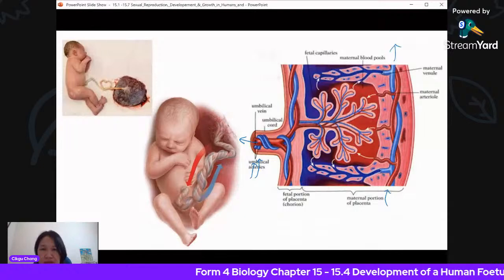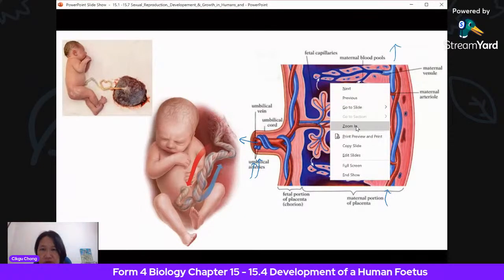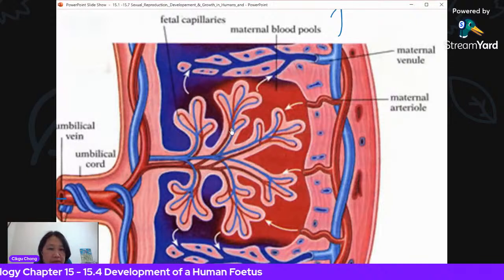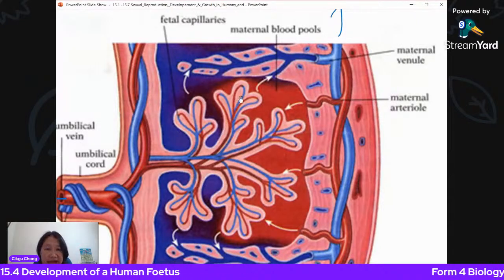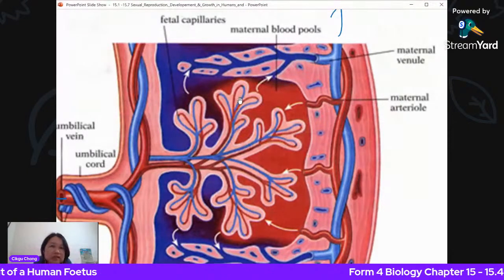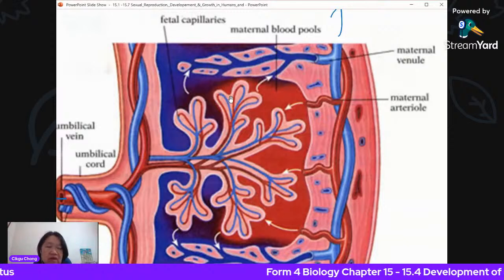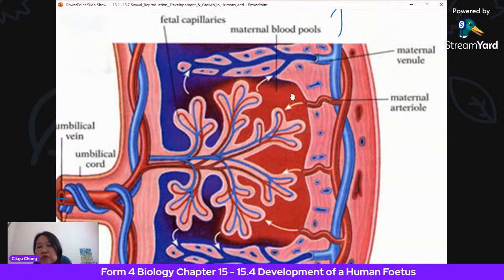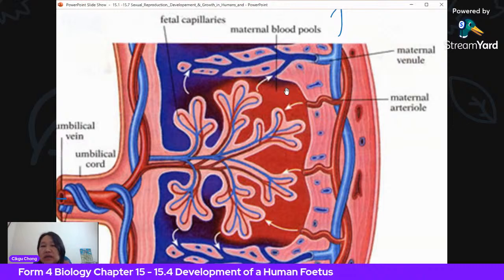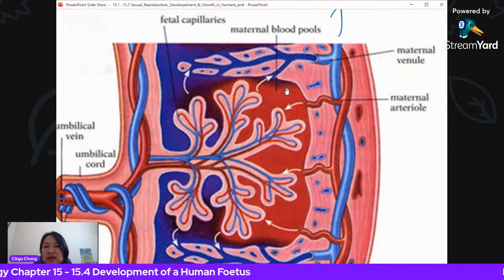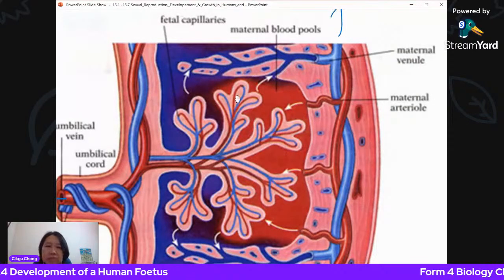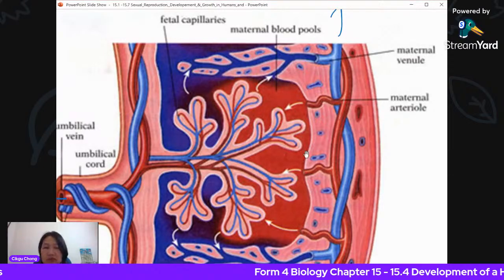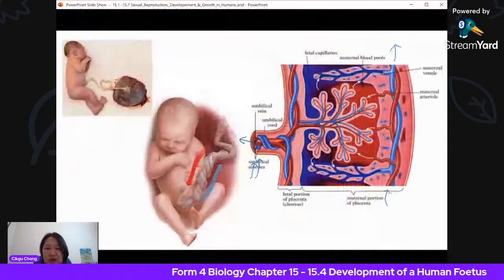You see here very clearly the blood vessels of the baby, the chorionic villi, because it branches out like this. This diagram here is the baby's blood supply, and the one over here is the mother's blood. They do not mix. They are still separated by the membrane of the blood vessel. This is important, and later you'll see why. Okay, let's go to the next slide.